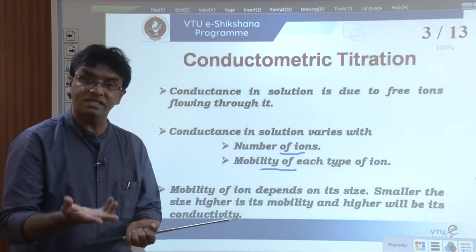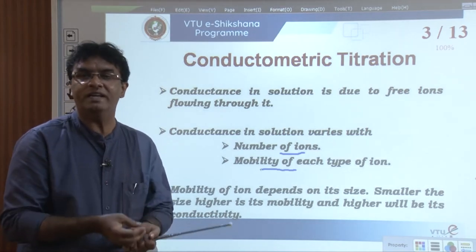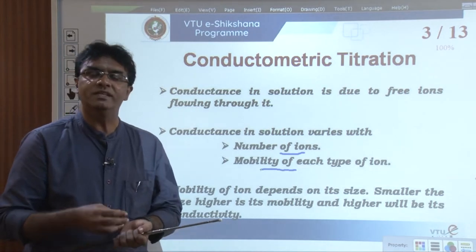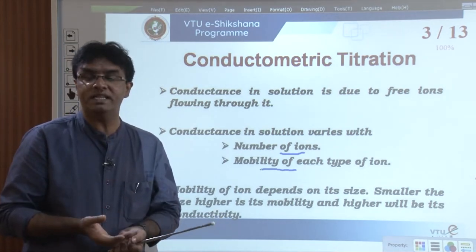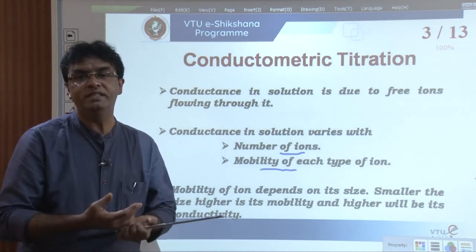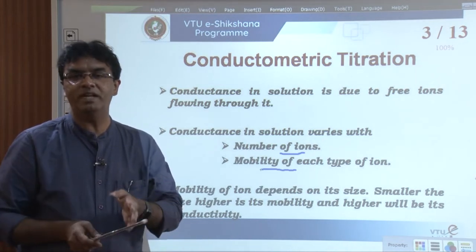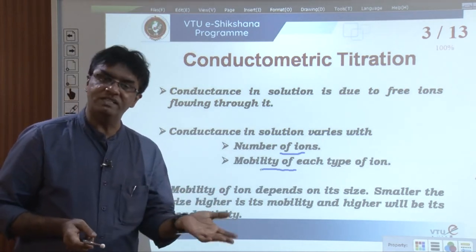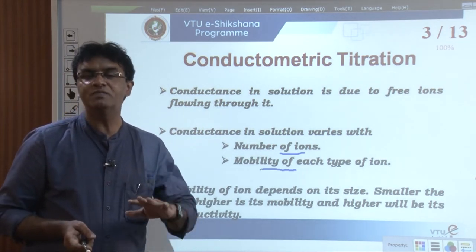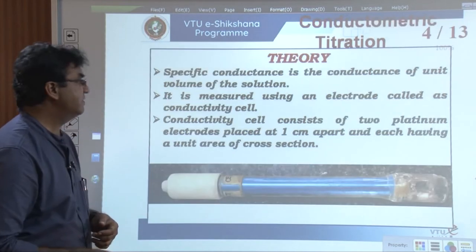Generally, smaller is the size, more is the mobility, and higher will be its conductivity. So smaller ions, for example H plus ions, whenever present in any solution, show higher conductivity, because H plus ions are smaller in size. Being smaller, they are highly mobile, and being highly mobile, they show high conductivity. So the conductance of any solution depends upon the number of ions as well as the mobility of the ions. To have more mobility, the ions must be smaller, and smaller ions show more mobility, thereby more conductivity.